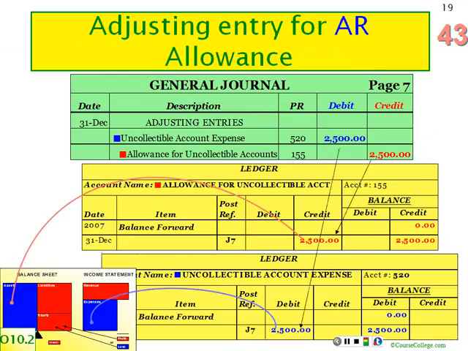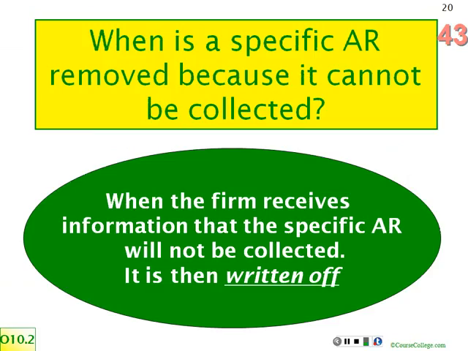So the question is, when is a specific receivable removed because it can't be collected? Answer: when you get information subsequent to the adjusting entry, in the year following or the fiscal period following, when you get information that says we're not going to pay you. Only then do you get a specific account to a specific customer written off.